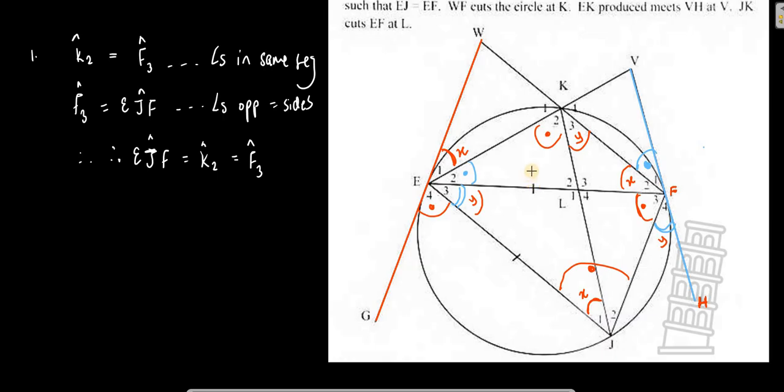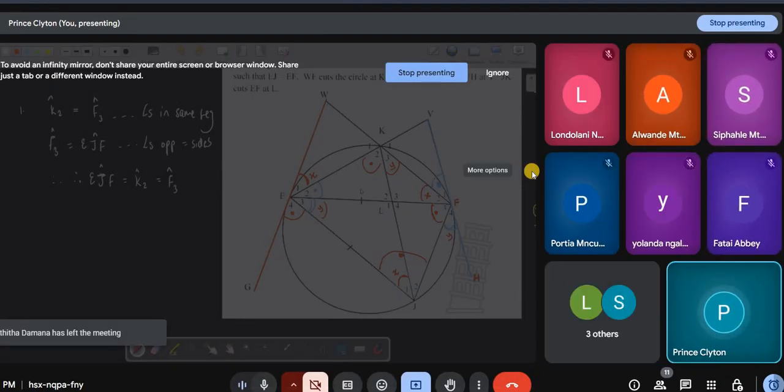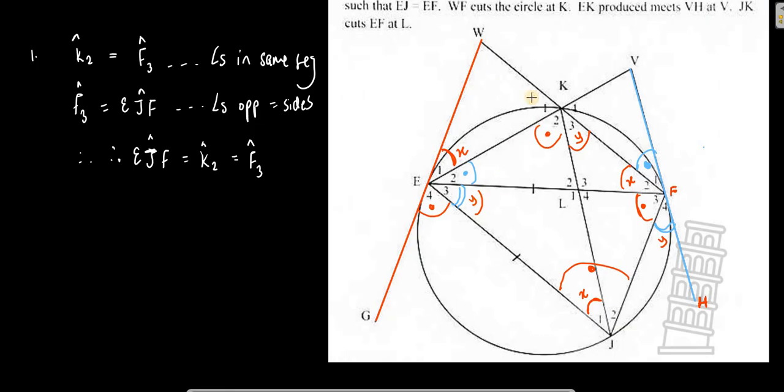Well, guys, look at that. I think I forgot to include one of the properties of a cyclic quad. Do you remember that if you have a cyclic quad, it means the exterior angle is equal to the interior opposite? So wait a minute. That means angle K1, so now for number 2 there, we know that angle K1 will be equal to EJF. What is our reason? Exterior angle of a cyclic quad.